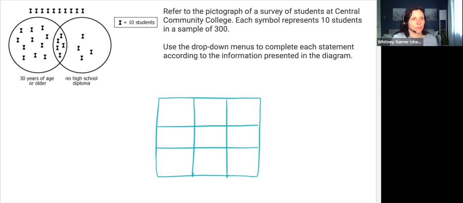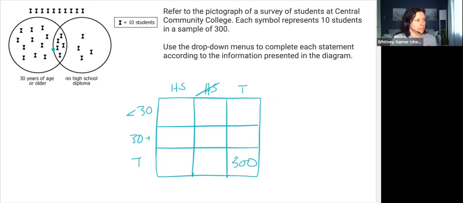Okay, so what's something that we can be both 30 years of age and older and no high school diploma? I've also seen from my answer choices that there's high school and under 30. This is 30 plus, and this is no high school, however you want to label it. And then my totals. Well, I know that the total is 300, and I know that each symbol is 10 students.